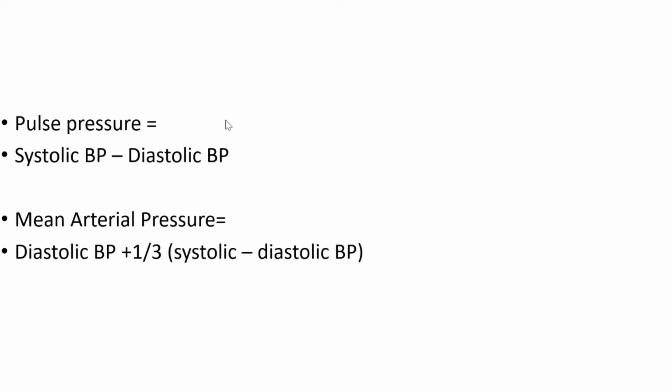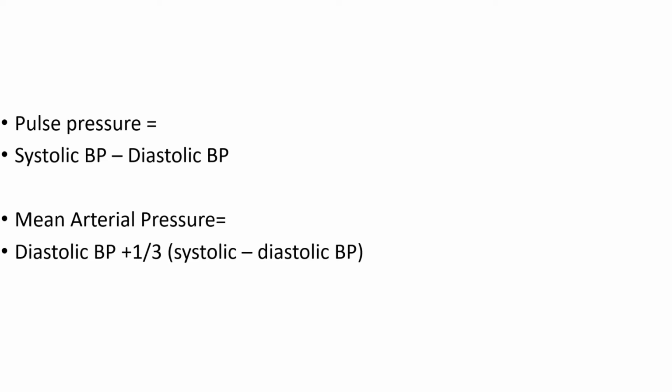These equations every one of us would be very familiar with. The pulse pressure being the difference between the systolic and the diastolic pressure, and the mean arterial pressure being the diastolic plus one third of the pulse pressure. Most of the monitors also display the mean arterial pressure in a continuous fashion.